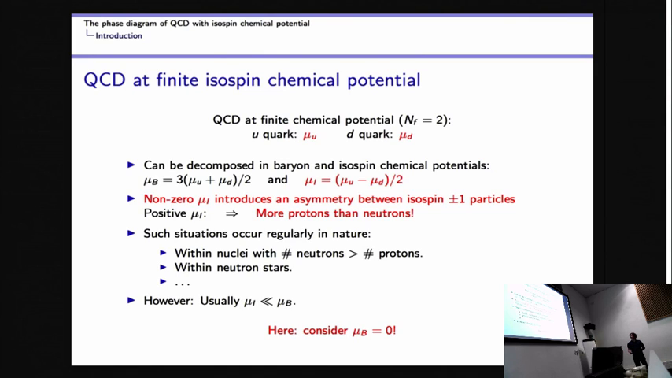Usually, of course, the effect of finite isospin chemical potential is much less pronounced than the one due to finite baryon chemical potential. Nonetheless, we will here consider the baryon chemical potential to be 0 because in that case we are not having a sign problem.